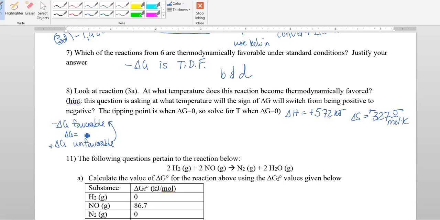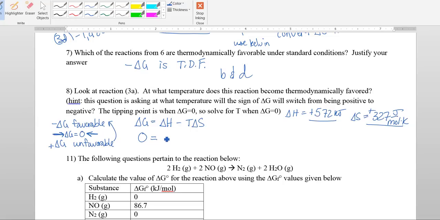That's what's exactly in between it being positive or negative, right? So when G is 0, that's the tipping point between a process being favorable or not favorable. In reaction 3A, this one is sometimes favorable and sometimes not, so we want to figure out at what temperature it switches from favorable to not favorable. We're going to use the equation delta G equals delta H minus T delta S, and solve for the point at which G is 0, where it switches from being favorable to unfavorable.